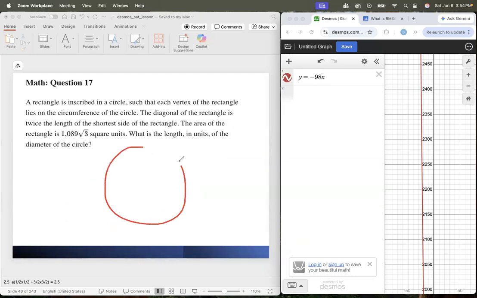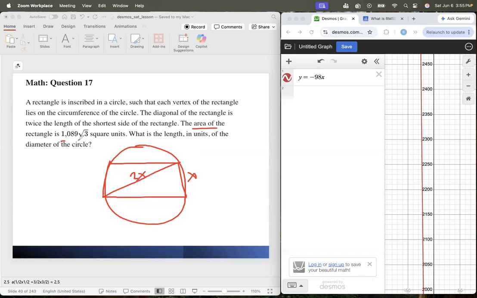But it's inscribed in the circle. So if this is the circle, you have a rectangle inscribed in it like that, such that the vertices of the rectangle lie on the circumference of the circle. The diagonal of the rectangle is twice the length of the shortest side. So this is the shortest side. This is 2x.